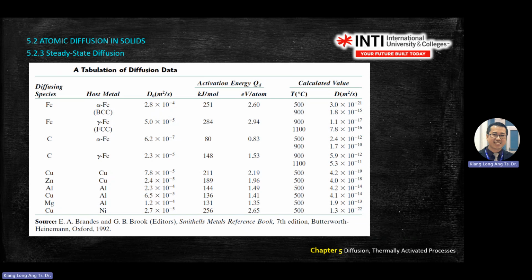Activation energy Q, just need to be careful on the constant value. One is in Joule, one is in eV. It depends on the Boltzmann constant that is given. If the Boltzmann constant gives you eV, you use this column. If the Boltzmann constant is in Joule, you use this column. The calculated value, this one, you need to calculate this one. So usually this value I will remove. Last semester final exam, I removed one of these values, and you need to calculate the value.